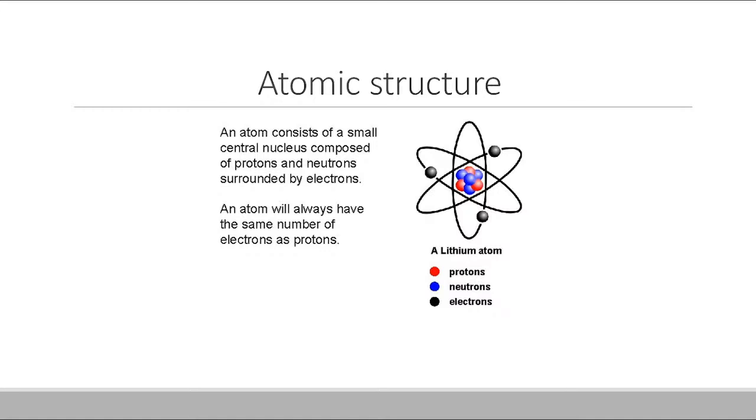Atomic structure. An atom consists of a small central nucleus composed of protons and neutrons surrounded by electrons. The red ones are protons, blue neutrons, and black electrons. So protons plus neutrons, and they are surrounded by electrons. An atom will always have the same number of electrons as protons. 3 electrons means that there will be 3 protons.